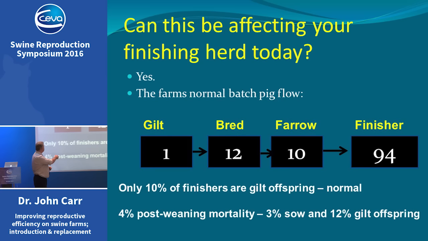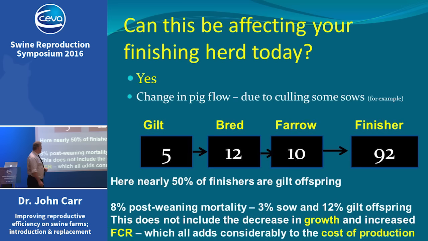the mortality rate. So for instance, if we take a normal pig flow where we farrow 10, we breed 12, one of those animals is a gilt, and we finish 94 pigs, we have a 4% post-weaning mortality, because the mortality came from a few sows at 3% and the 12% from the gilts. The same farm, we put a lot of gilts into the system, we have fewer sows, but now we have an 8% post-weaning mortality. And it's a real 8%, but it's got nothing to do with pathogens. This is, again, purely down to mathematics.